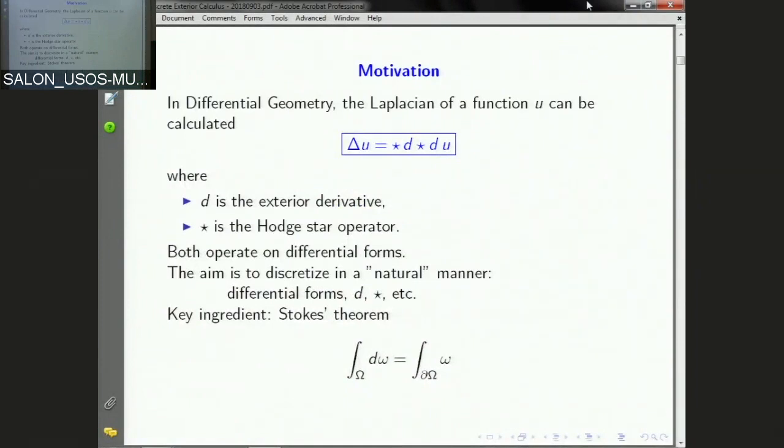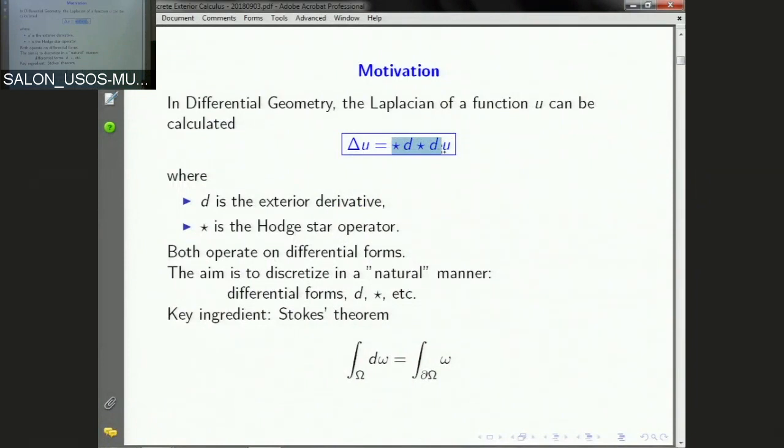So, first part of the motivation is that in differential geometry, the Laplacian can be calculated as the composition of 2 operators in an alternating manner: the differential operator, the differential, and then the Hodge-star operator, then the differential again, and then the Hodge-star operator. It is this composition of two operators alternating that we are going to try to discretize.